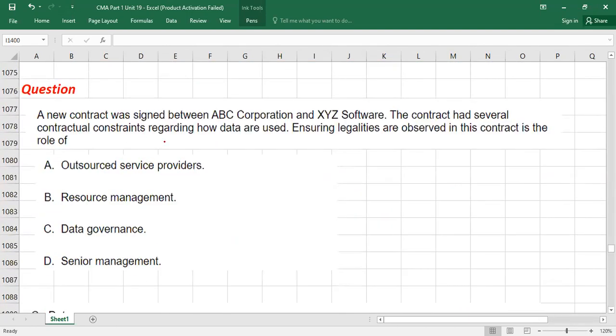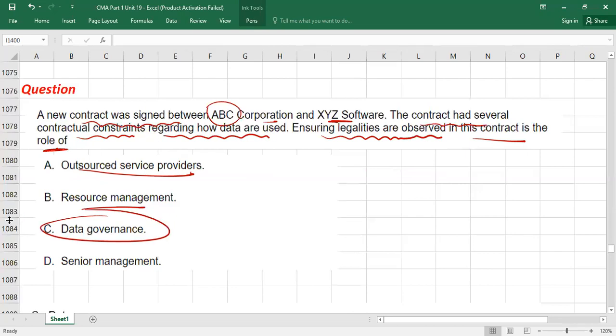Another question. For example, a new contract was signed between ABC Corporation and XYZ Software. The contract had several contractual constraints regarding how data are used. Ensuring legalities are observed in the contract is the role of what? Outsourced service provider? No, a third party will not come and do it for you. Resource management? No, it is called data governance, guys, because you want to ensure legalities are observed in the contract, like what the legal terms are.